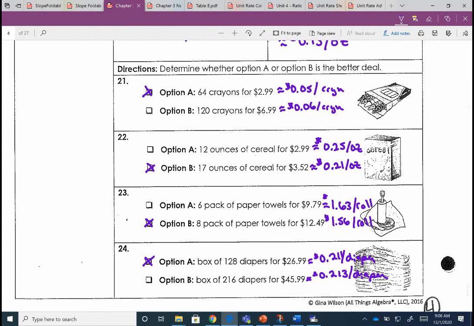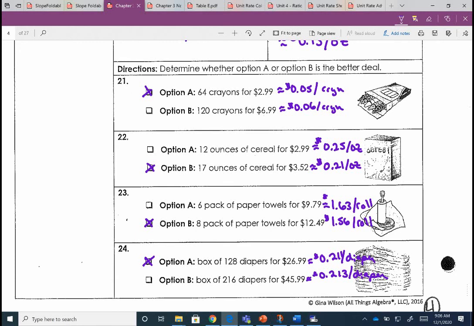I know in the tables in the front, we were looking for the higher amount of students per teacher and the higher amount of miles per gallon. But now if you're talking about prices and you have unit rates, with price, the lower price is the better deal.